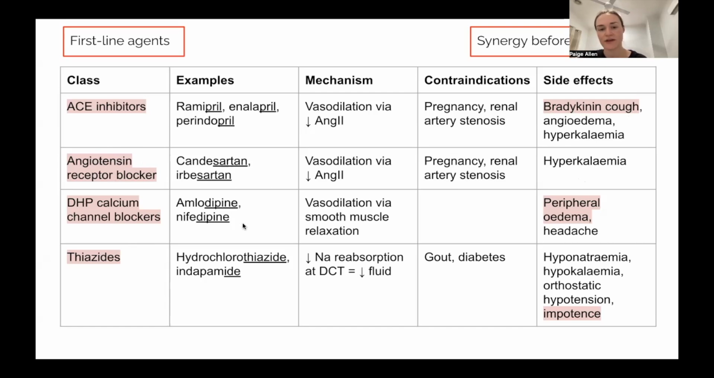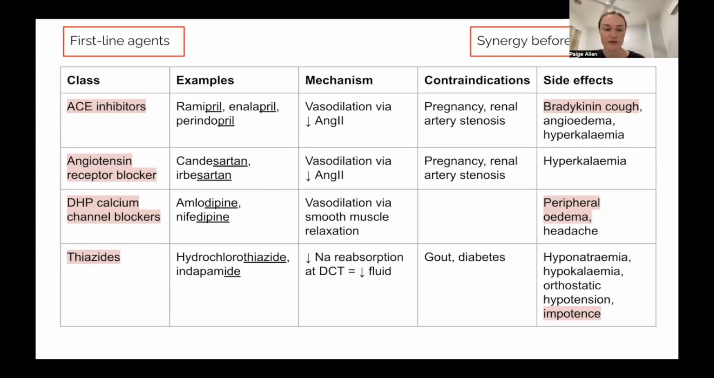And then the next line is your DHP calcium channel blockers. So those are the dipine ones. Those are your peripherally acting because they will vasodilate by relaxing your smooth muscle. These ones will commonly cause peripheral edema. So if someone has heart failure, for example, and they have pretty bad peripheral edema or severe lymphedema to start with, you're not going to prescribe these.